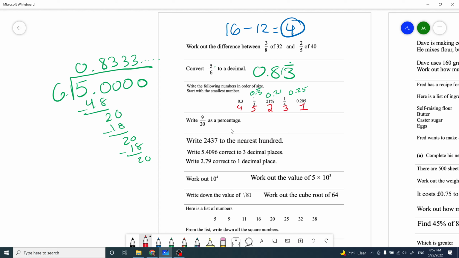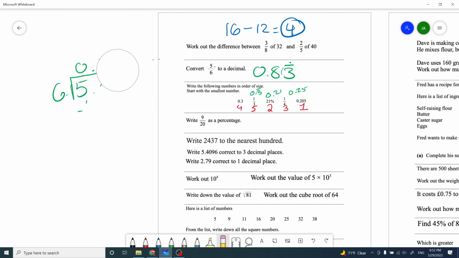Okay, we need to write 9/20 as a percentage. So the way that we can do that, I'm going to first convert it into, and I can convert this into a decimal, or I can convert this into an equivalent fraction over 100. I see here that this is going to be easy to convert into something over 100.